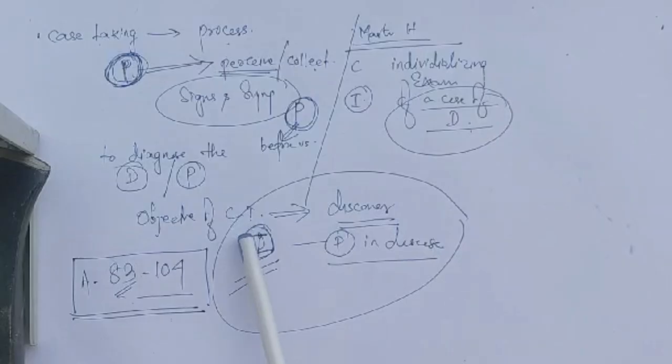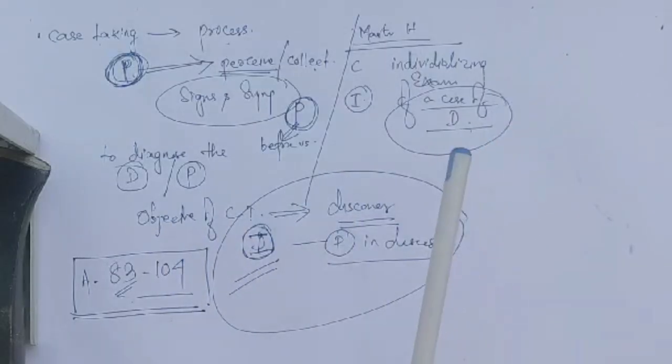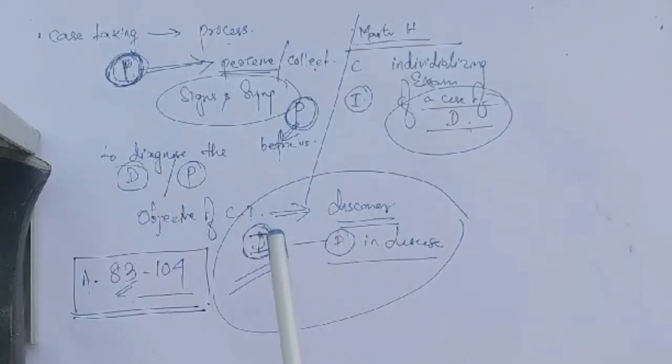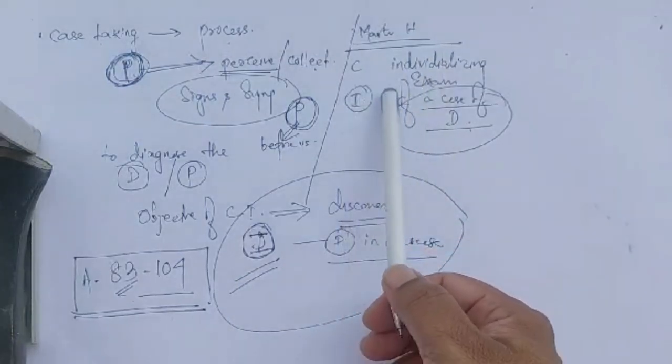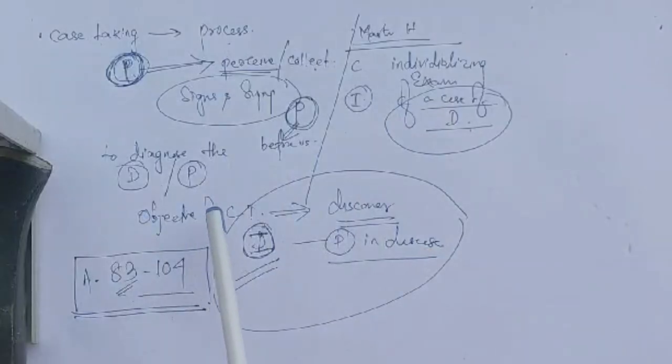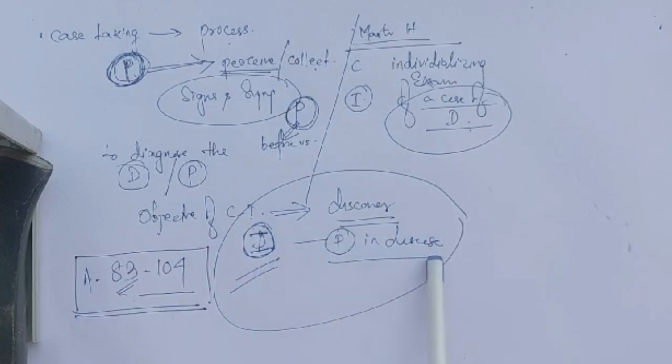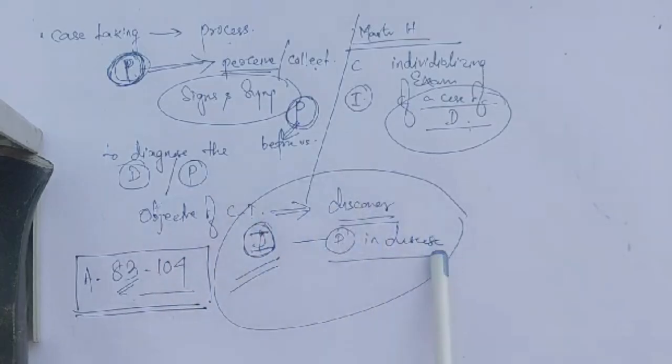What is the objective of case taking then? Objective of case taking is to discover. Discover, meaning to find out what is new. Discover what? The I of the patient. Always Master Hahnemann has focused on the word I. So the objective of case taking is to discover the I, the individuality of the patient in disease, of the person in disease. Okay, this is the objective of case taking.